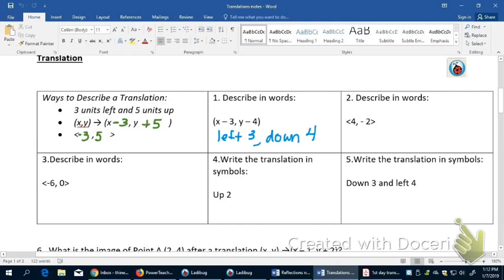So number 2, that was another way that they could write it. And they might not write the X and the Y with it. They might just write the numbers. The first one still has to do with X. The second one still has to do with Y. So this would be right and left. So which way? Right 4, down 2. Good job.